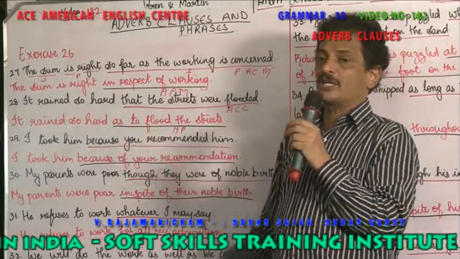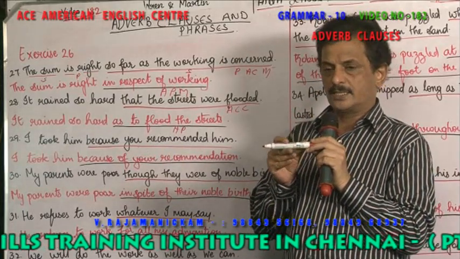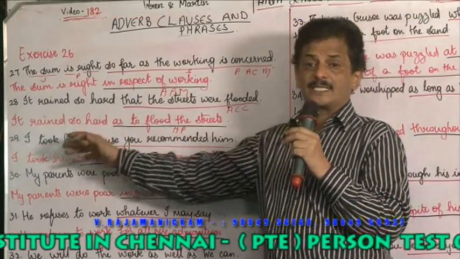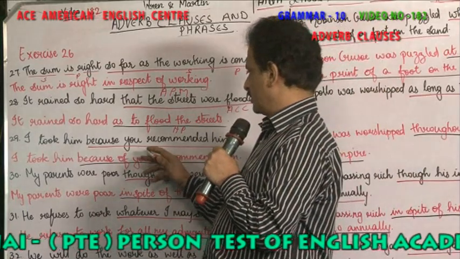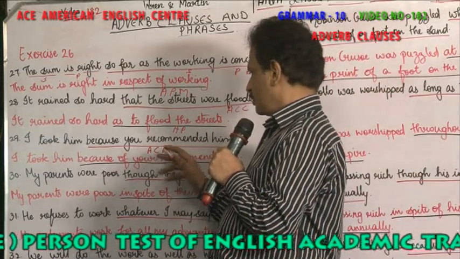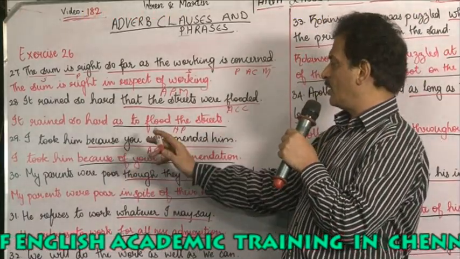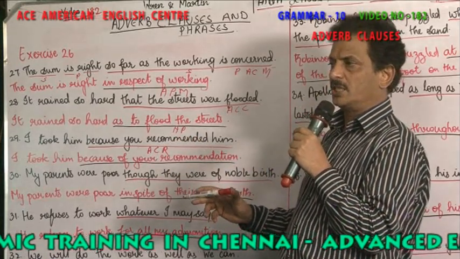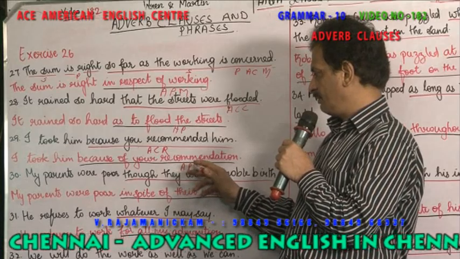But when you use because, it becomes a clause. A clause doesn't stand on its own legs. It needs one other sentence to complete its meaning. So, it becomes a reason. You ask the verb took: why? Because you recommended me. So, adverbial clause of reason. Because you recommended him, you have to change into a phrase. I took him because of your recommendation. Recommend changes into the noun recommendation. There is no verb here. So, it becomes an adverbial phrase of reason.